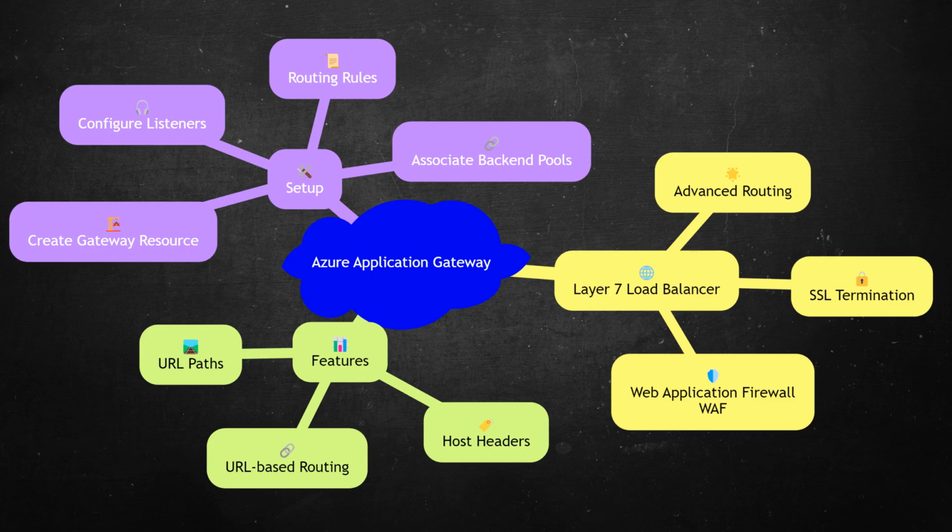To set up an application gateway, you need to create the gateway resource, configure listeners and routing rules, and associate it with backend pools.